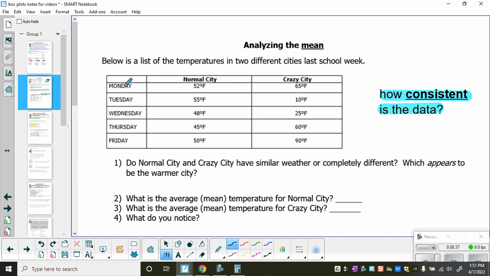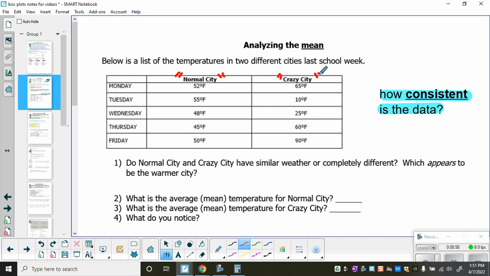What I've got here is a data set for a Monday, Tuesday, Wednesday, Thursday, Friday. And this is a data set that I did make up. I did this on purpose to show you guys a little bit about how some numbers might work. I called one of these places Normal City, and I called another one of these places Crazy City.